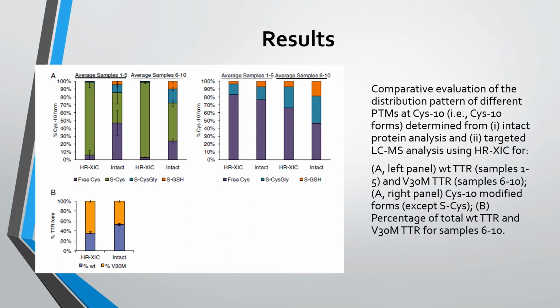high-resolution extracted ion chromatogram. What's interesting is that the intact protein analysis shows both forms of TTR are almost equal in concentration. However, absolute quantification via the high-resolution extracted ion chromatogram approach shows that wild-type TTR is much less abundant than its mutant form. This sums up the key results reported in the article.